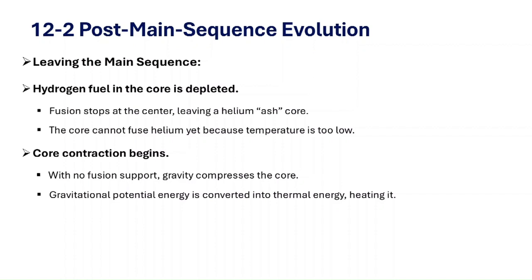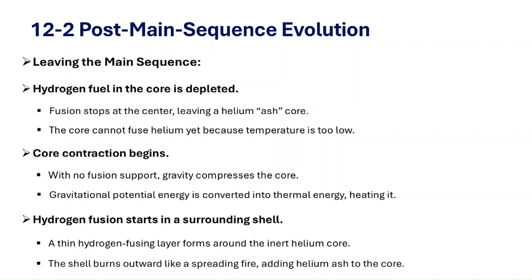So, while the core is heating up, the star finds a new way to generate energy in the surrounding layers. Now, a thin shell of hydrogen around the helium core gets hot enough to start fusing. So, you can imagine a fire spreading outward from the center of a log. The shell burns hydrogen while adding more helium ash to the core beneath it. Now, this process is very important. It produces extra energy which pushes outward on the outer layers of the star, causing the star to expand. So, it's the start of the star's transformation into a giant.